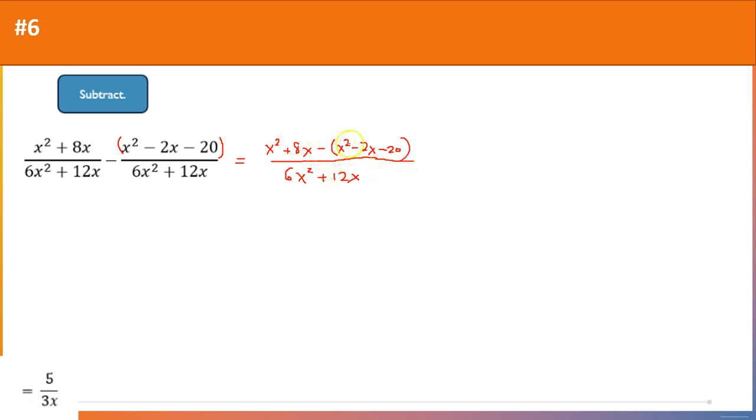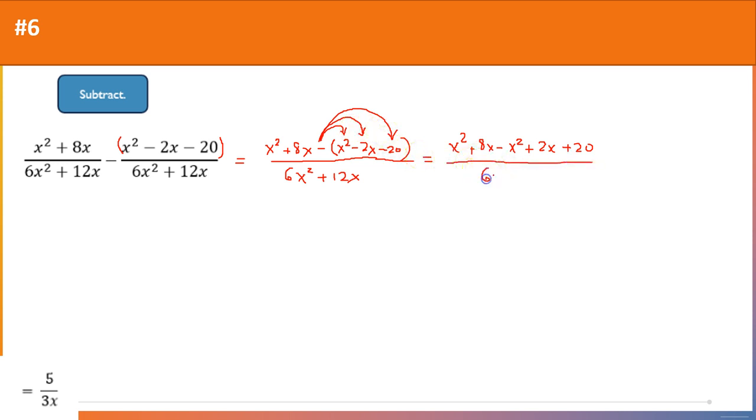All right, so the point here is we have to distribute the negative sign. That's the whole point of the parentheses, is the fact that we have to distribute the negative. So we have x squared plus 8x minus x squared plus 2x and plus 20. Okay, how did this negative turn to plus 20? How did this negative 2x turn to plus 2x? Well, it's because we distributed the negative to all three terms here.